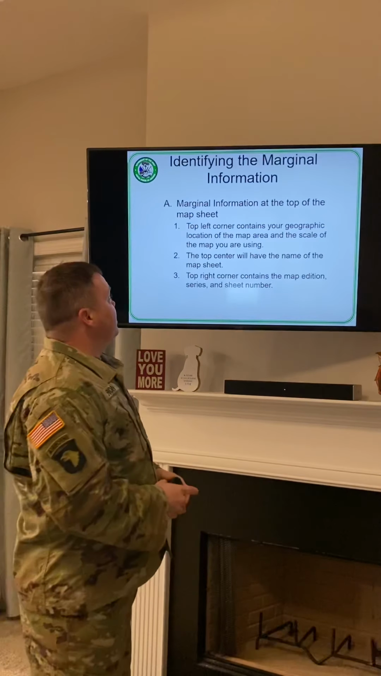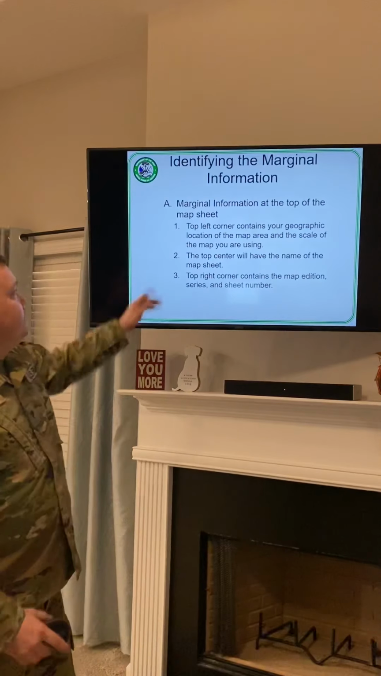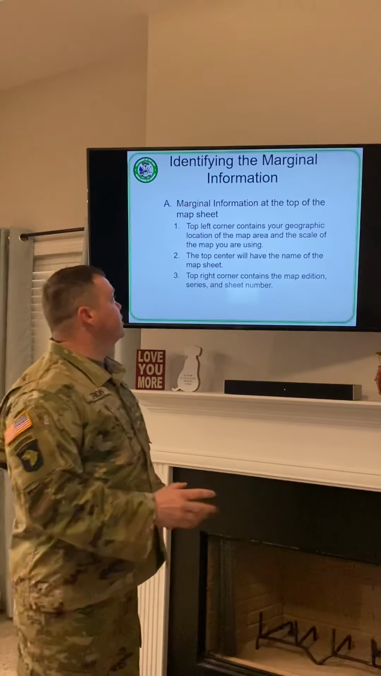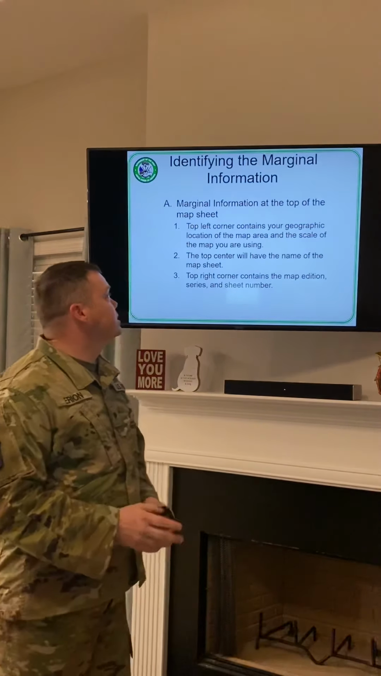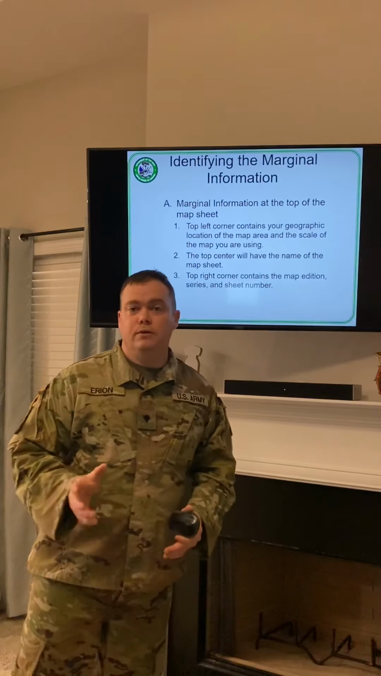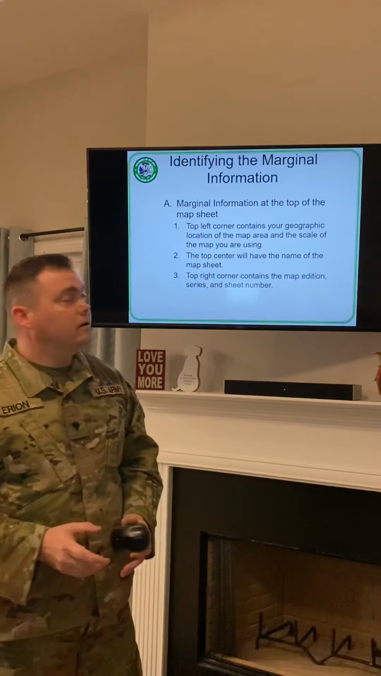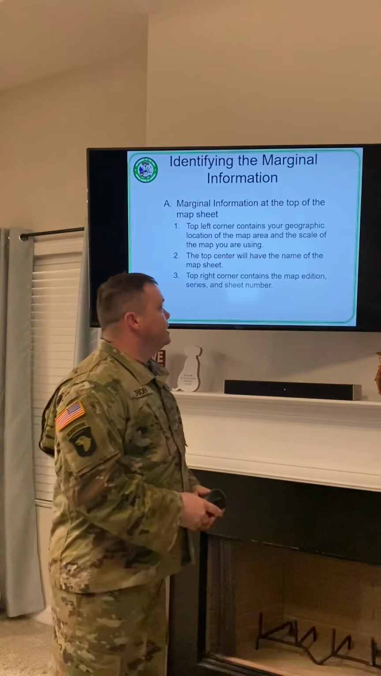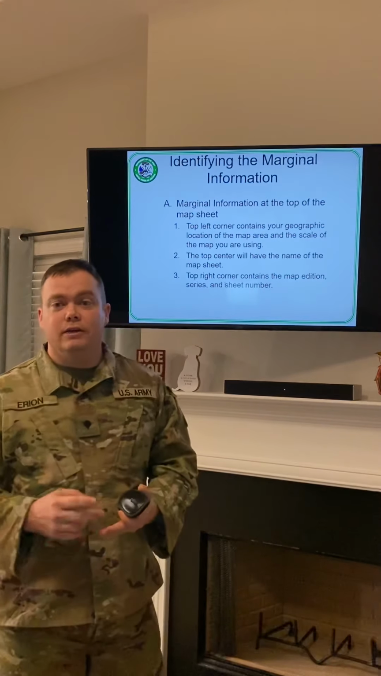Identifying the marginal information. At the top of the sheet, you'll find the left corner is your geographic location of the map area and the scale of the map you're using. The top center is usually where you will find the name of the map you're looking at. And the top right corner contains the map edition, the series, and the sheet number.